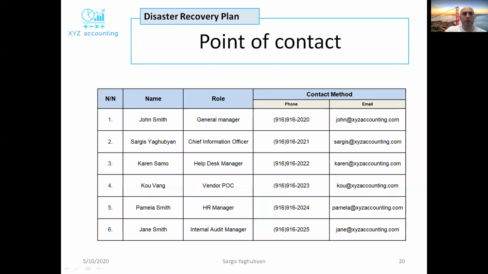Here is a list of points of contact for our disaster recovery team: general manager, chief information officer, help desk manager, vendor point of contact, HR manager, and internal audit manager. Those are the identified team leaders who are part of the disaster recovery team, and they have specific responsibilities to act during the disaster or any unforeseen event.